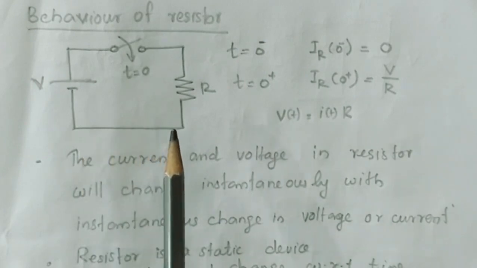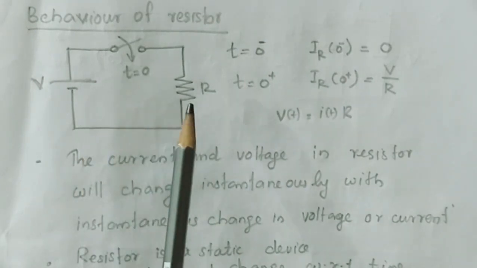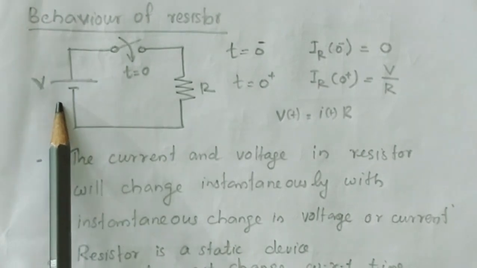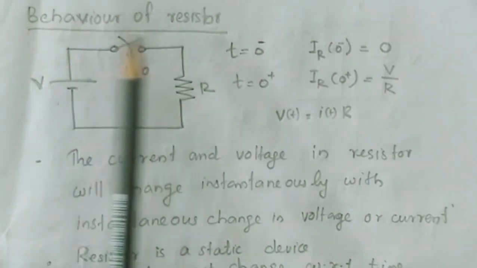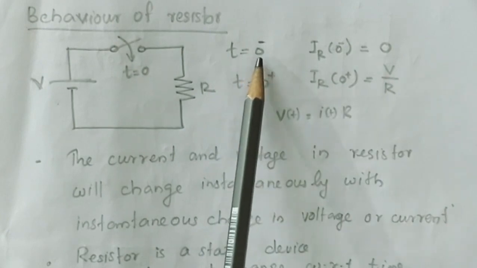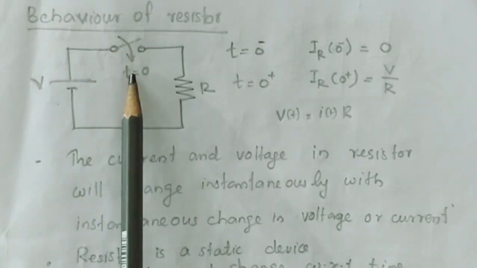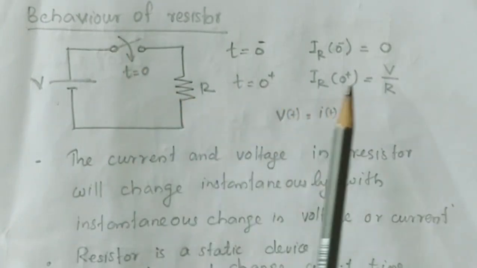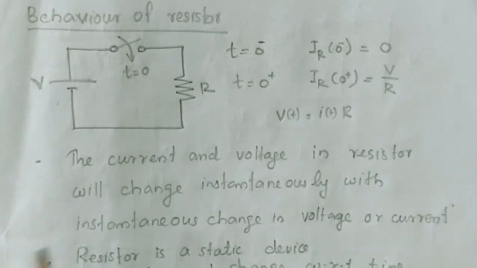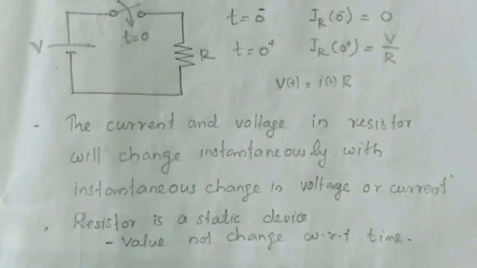Let's consider this circuit. At t is equal to 0, resistor is energized by means of this voltage source. So just before switching, at t is equal to 0 minus, current through the resistor was 0. So immediately after switching, current through the resistor is changed to V by R. So the current and voltage in resistor will change instantaneously with instantaneous change in voltage or current. The resistance value is not changing with respect to time. Therefore, resistance is a static device.